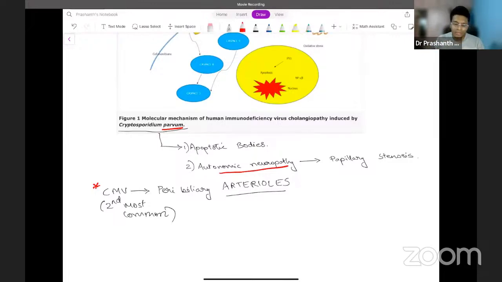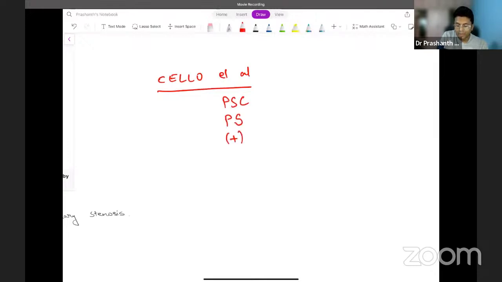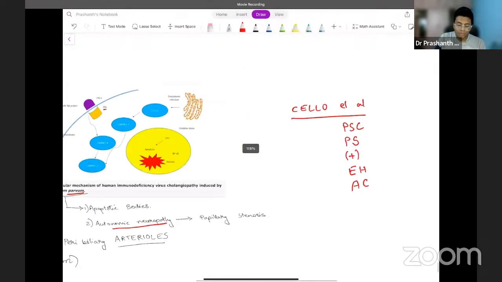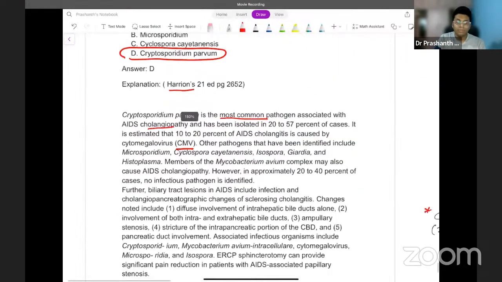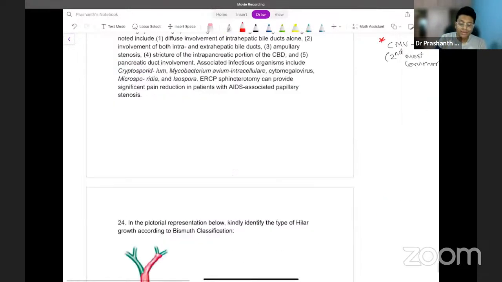So for AIDS cholangiopathy, another question they may ask you is the Cello et al. classification of different forms of manifestation. It could be PSC-like features, it could be completely papillary stenosis, or a combination of both, or extrahepatic involvement only, or sometimes acalculous cholecystitis. So various forms are there with different presentations. You can go through the different ERCP findings, especially as it's more important for interview level, but at this point know that the most common cause of AIDS cholangiopathy is this, and the treatment of choice is endoscopic sphincterotomy.